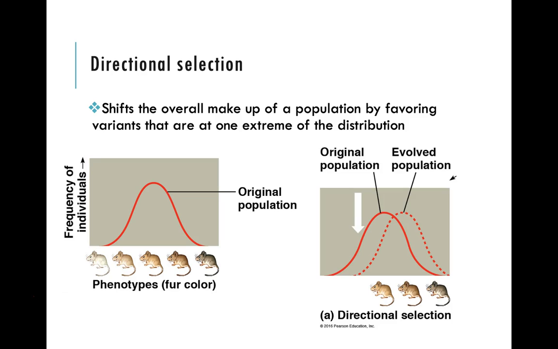So our natural selection is going to work to increase the frequency of dark colored mice, and it's going to work to decrease the frequency of light colored mice. So we're moving in one particular direction or the other. So on our chart here, we can see that change from the original population to the evolved population.